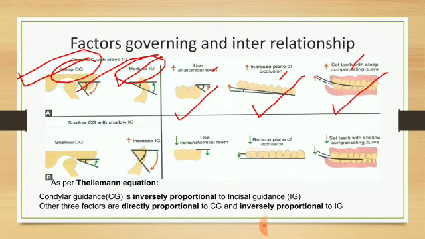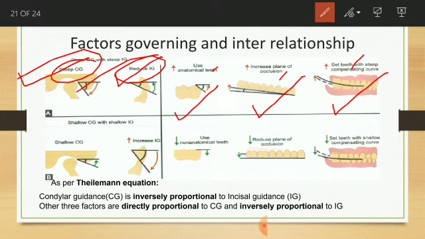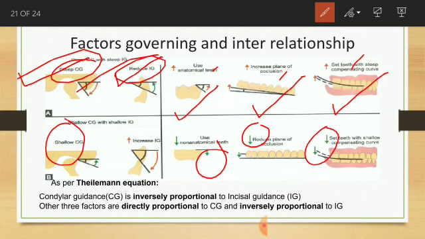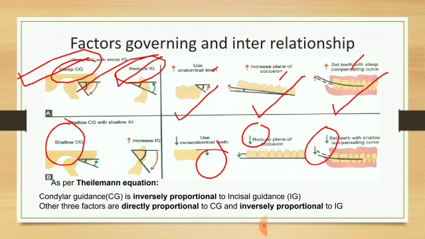As we also know, condylar guidance is inversely proportional to incisal guidance. So if condylar guidance is shallow, then incisal guidance should be increased. Accordingly, we also know that condylar guidance is directly proportional to the other 3 factors. So in the second figure, condylar guidance is shallow, and as it is directly proportional to the other 3 factors, the other 3 factors should also be decreased. You're getting it? Hope it's clear. You can see it in the figure.